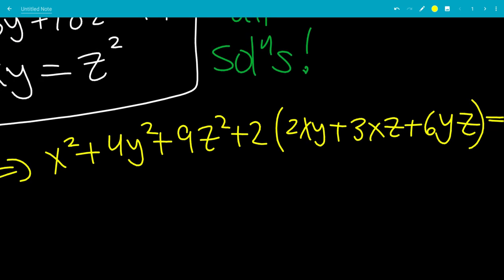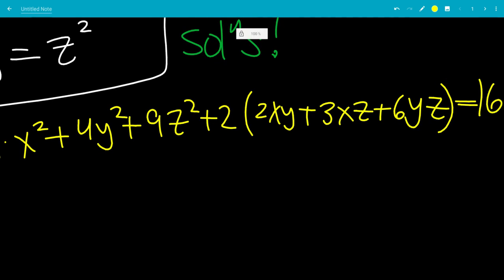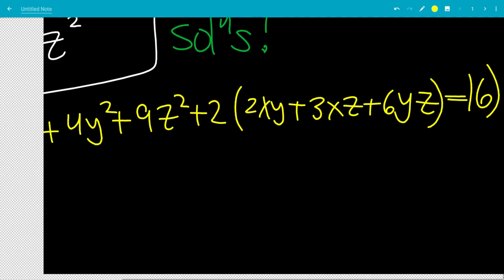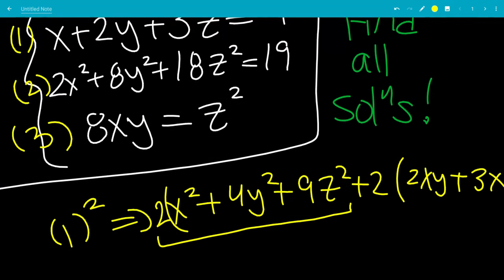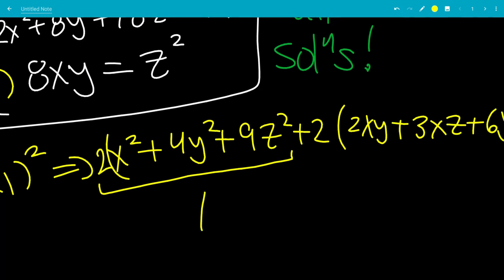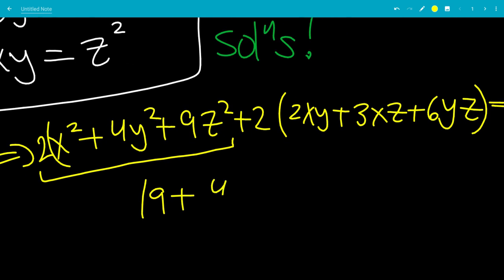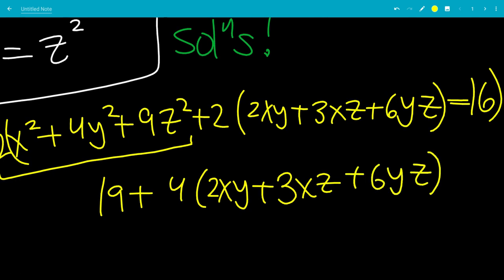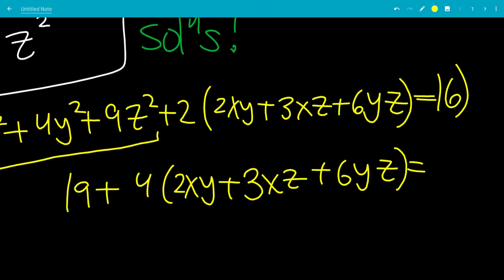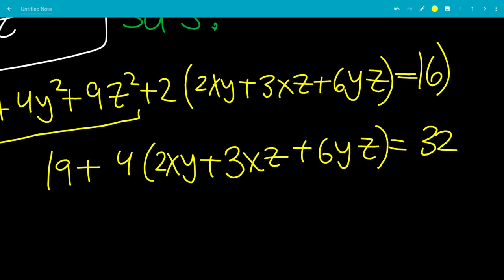Okay, so now we're going to multiply by 2. We're left with 2x squared plus 8y squared plus 18z squared. That's equation 2, so that's equal to 19, plus 4 times 2xy plus 3xz plus 6yz. And on the right-hand side, we'll have 16 times 2, which is 32. 32 minus 19 is 13, sorry.